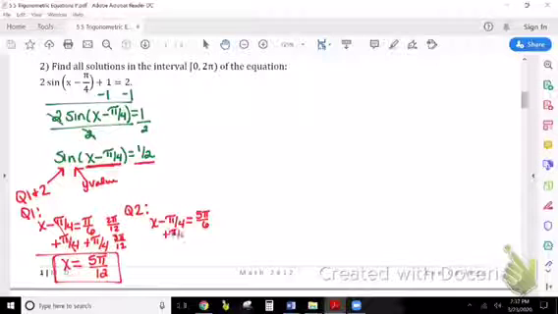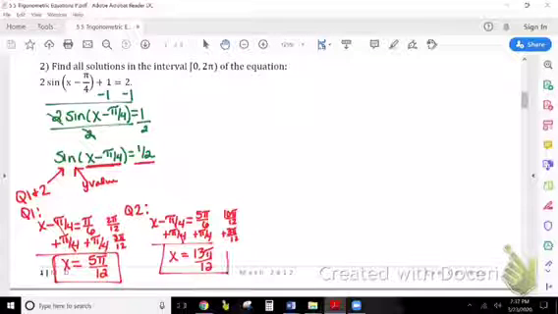And then we're going to add the pi over 4 to the other one here. I'm going to get my common denominator, so 10 pi over 12 plus 3 pi over 12. And so I got 13 pi over 12 for my other solution.